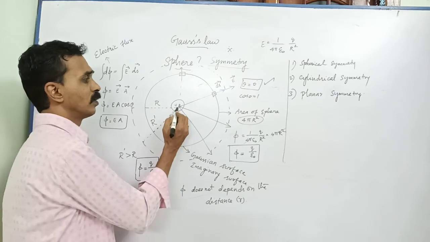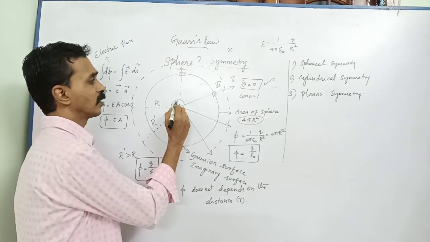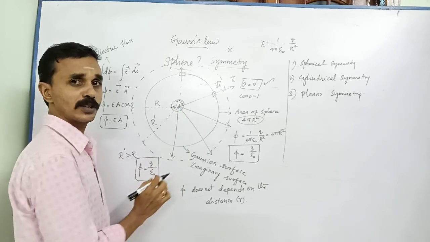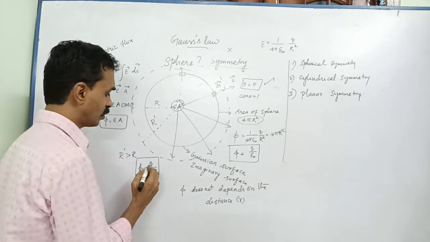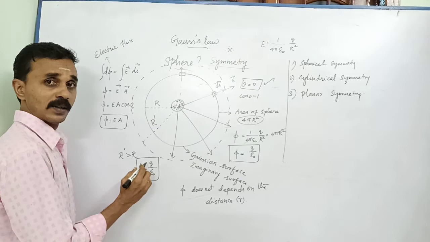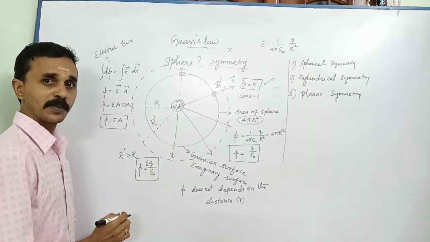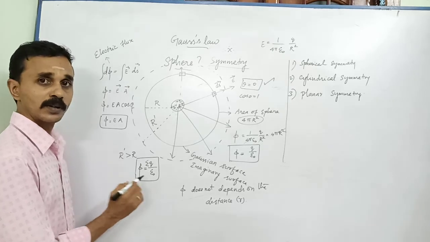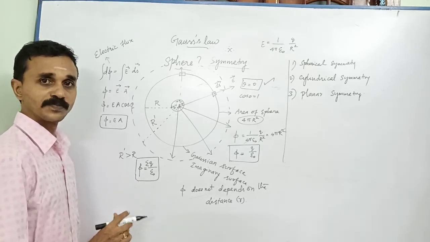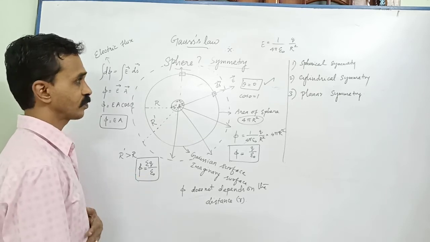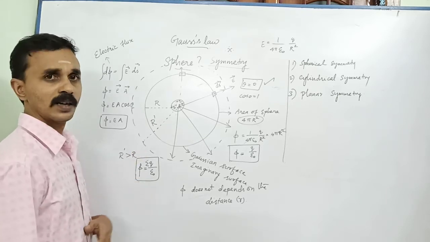Suppose you have more charges, another plus q charge is here, another plus q here, so you have a collection of charges. So the equation for the collection of charges will be the summation of the total charges upon the permittivity of free space. The same equation holds for any number of charges. So this is Gauss law.